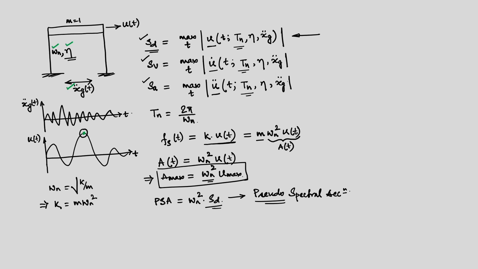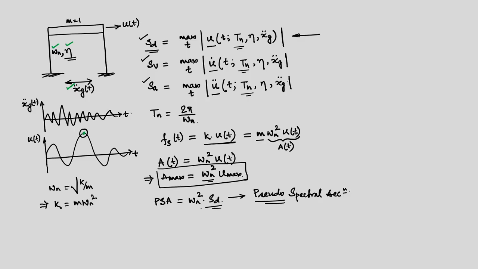Obviously, you can sense, to draw the acceleration response spectrum, we will start from the displacement response spectrum, and each value of the displacement response spectrum, if we multiply that by omega n square, we will immediately get the acceleration response spectrum. Similarly, you can also show that SV or PSV will be equal to omega n times S d. This I just leave as an exercise for you, you just try it. So, this is again called pseudo spectral velocity.